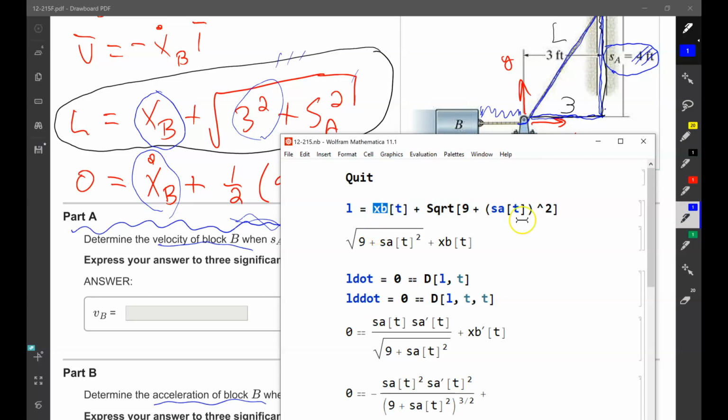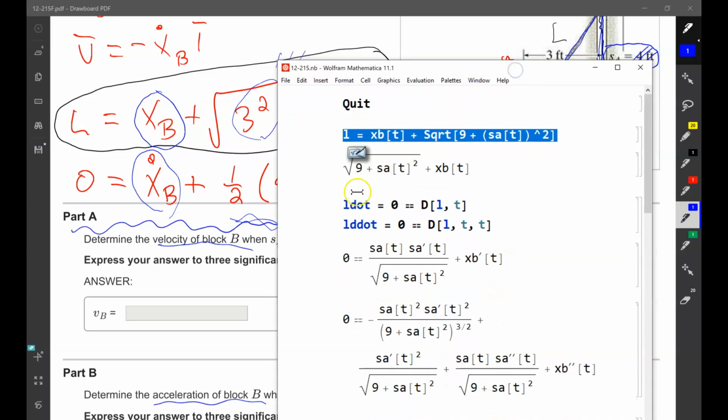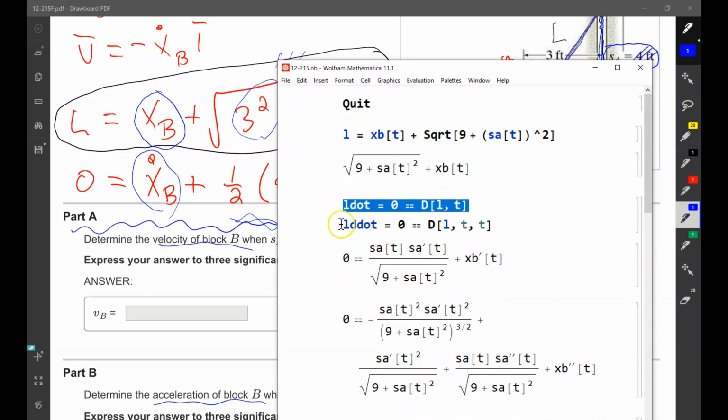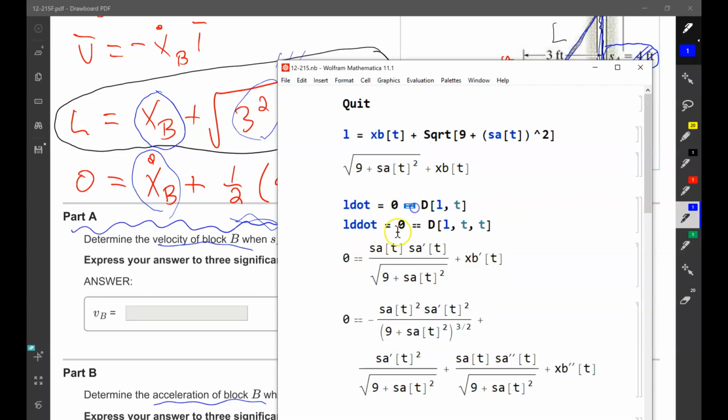So I just type in the equation so you can see that this is the equation for L that we have on the diagram. And so now I'm going to take the first derivative, I'm going to call it L dot, and then I take the second derivative, right? And so this is the first derivative, and it's equal to 0. So I'm making it an equation. So there's 2 equal signs there, and there's 2 equal signs there. So these are 2 equations.